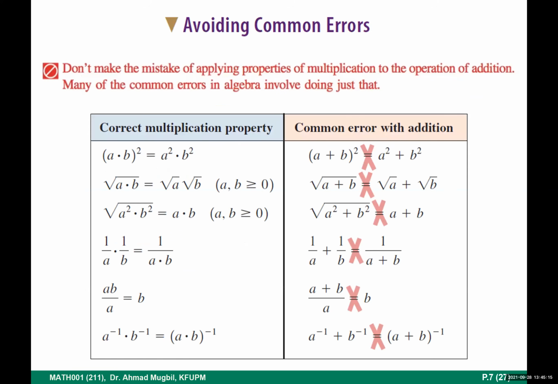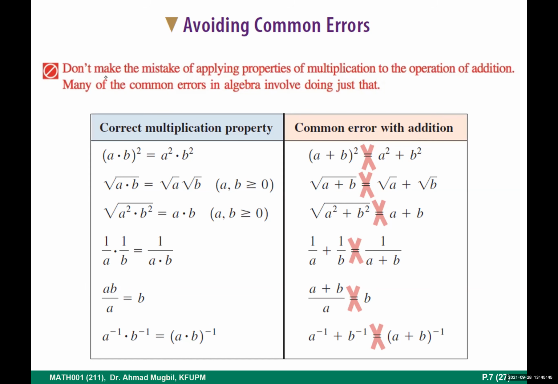Okay, let's now go to the most important part. And in fact, it is the most difficult part for me. I don't know what I can do for you, Shabab, to avoid such mistakes. Let's read this. Do not make the mistake of applying properties of multiplication to the operation of addition. This is the main mistake, in fact. All the mistakes are coming from mixing up what is applied for multiplication and what is applied for addition.